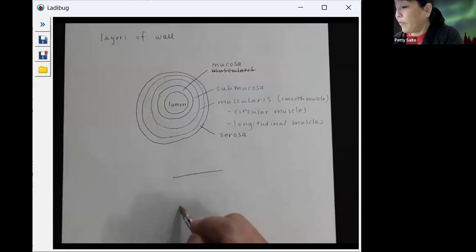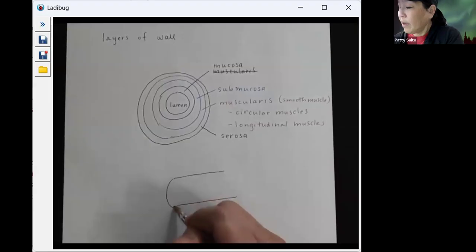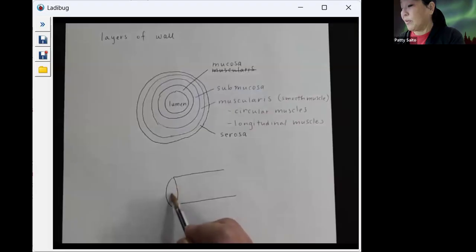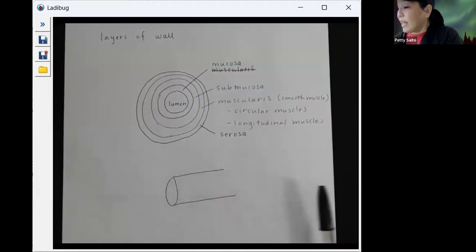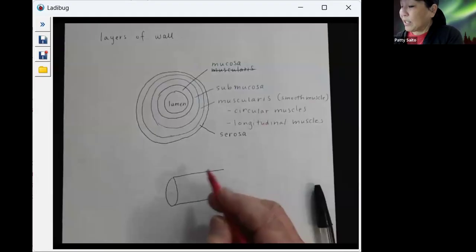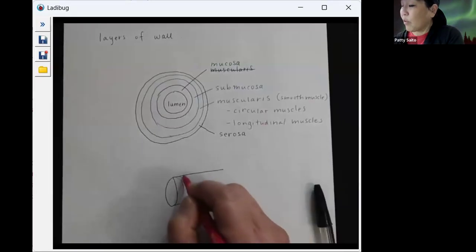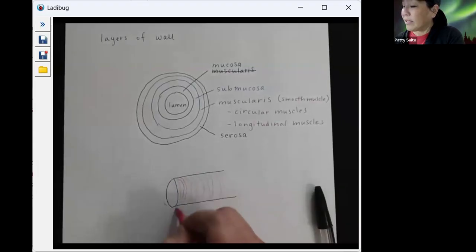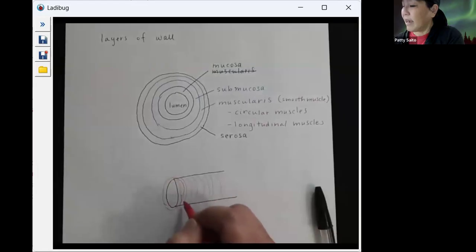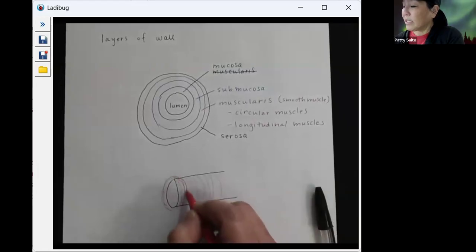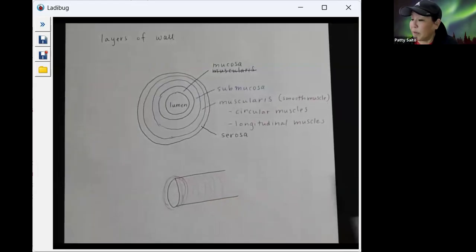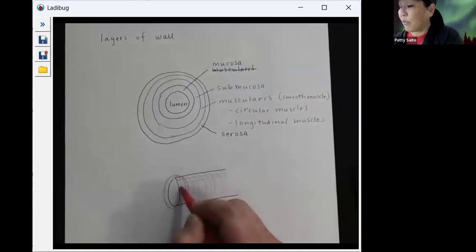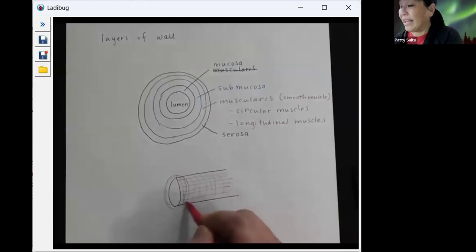So if we look at a different view of the alimentary canal or part of it, right? So we're looking, here's the lumen on the inside, right? The muscularis layer has circular muscles. The circular muscles go around like this, right? So they go around like a circle around the tube. The longitudinal muscles, a different layer, has fibers that run this way, right?